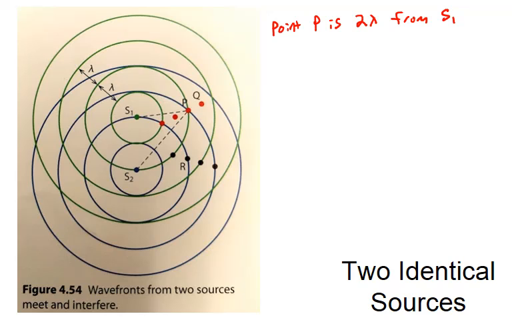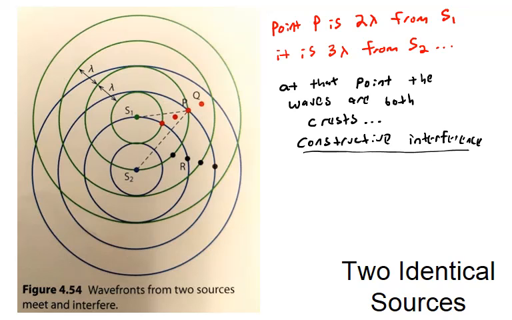So if you look at that, here's S1 right here, right? And if we go one wavelength, then two wavelengths, that's how far point P is from there. And then from source 2, it's three wavelengths. So here's one wavelength to this crest, another wavelength to this crest, and then another wavelength to this crest. And so because they're both a multiple of a full wavelength away, we're going to get constructive interference because they're both in phase. They're both crests at that point.